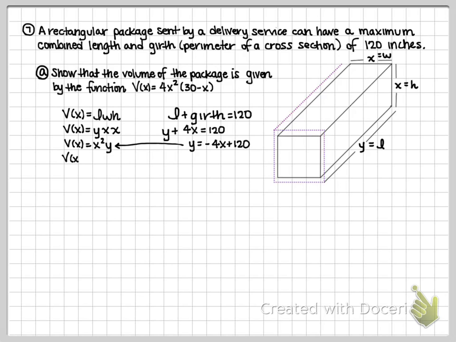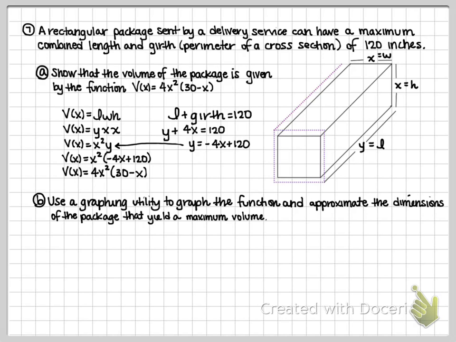So my volume is going to be x squared times what my y equaled, which was negative 4x plus 120. It still doesn't look the way that they wanted it to, so I think I'm going to have a common factor here. I think 4 can come out of that. Let's reshuffle this a little bit. There's a 30 and there's a minus x, and let's see how that compares. Yep, matches exactly. All right, so I just showed that the volume was what they told me it was going to be. Let's take a look at part B.